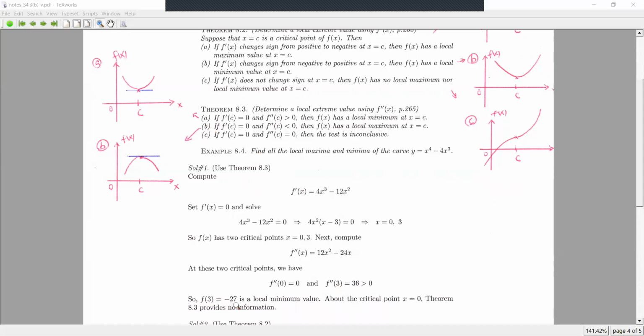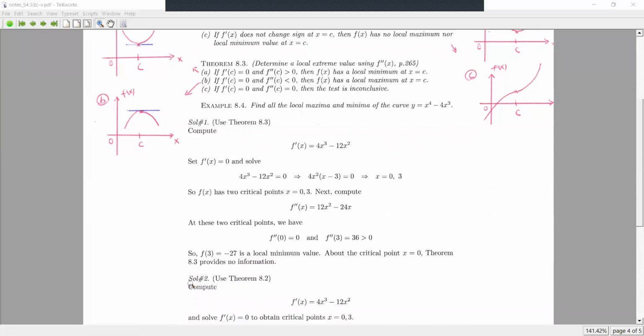So the minimum function value is negative 27. How to get negative 27? Plug in the number 3 in the function. The function value at 3 is negative 27. It is a local minimum function value.